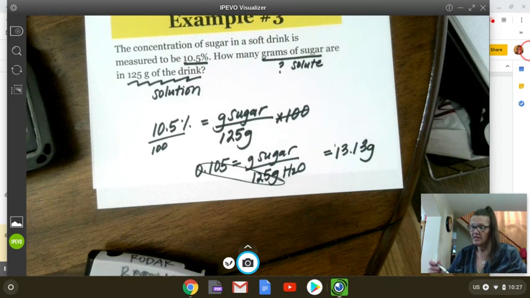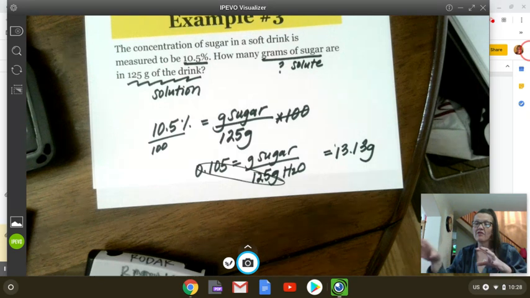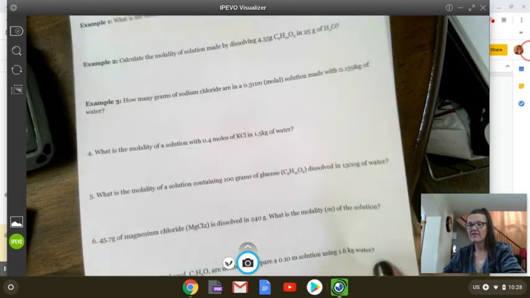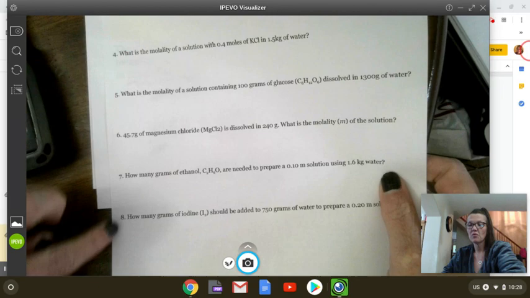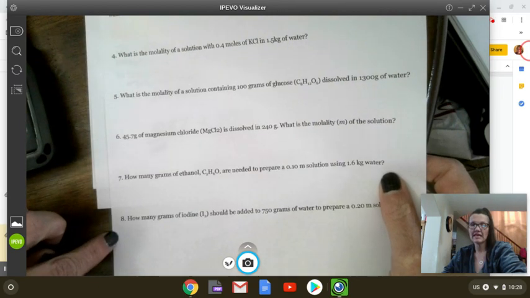Okay? So those are the two new things that you need to know from here on out, how to calculate molality and how to calculate mass percent. So now that we have done both, you need to go and do those practice problems on your own. So on the molality side of the page, you'll see that there's the 3 example problems we just did, and then problems 4 through 8, which is just 5 questions that I need you to do.